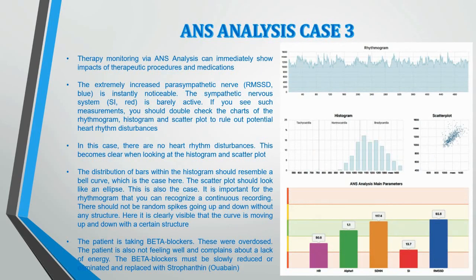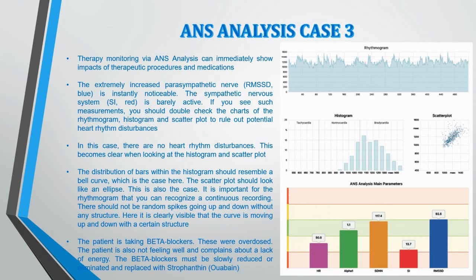So what about this third example? What can we see here? Well, monitoring via this ANS analysis system, we can immediately show impacts of therapeutic procedures and medications, as I've mentioned already. And here we see an extremely increased parasympathetic nerve activity, so the RMSSD, the blue bar, is extremely increased. And the sympathetic nervous system, so the red bar, the SI value, is barely active.